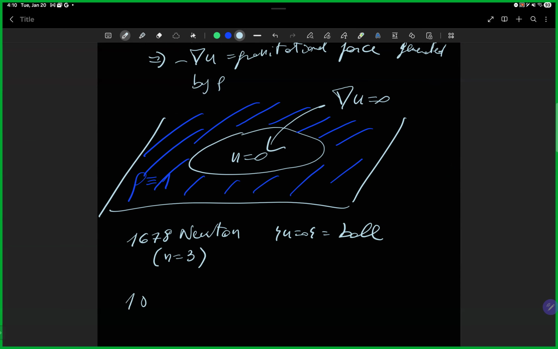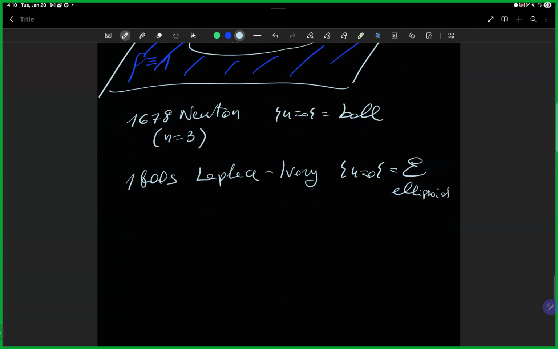Then a bit before 1800, and some works later, there have been two papers, one by Laplace before 1800, and then one by Avery a bit after, and they proved that {u = 0} can be an ellipsoid. By E, I will denote an ellipsoid.